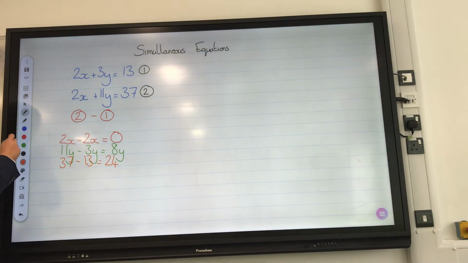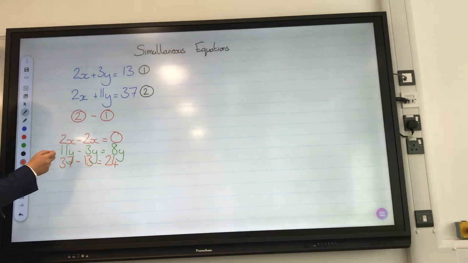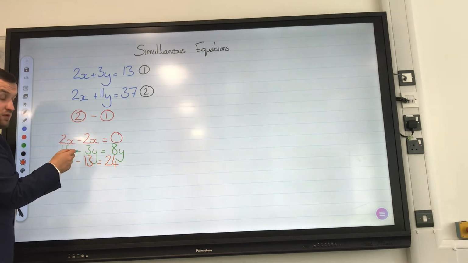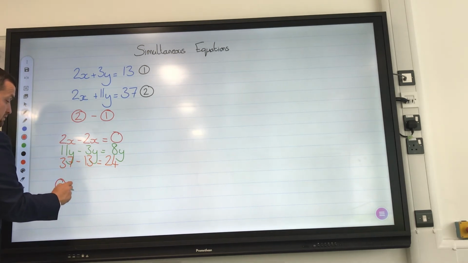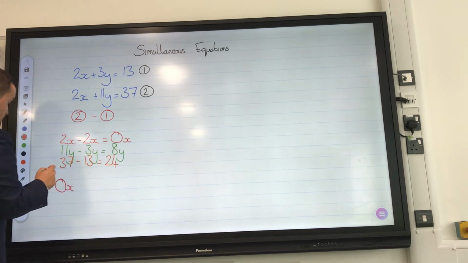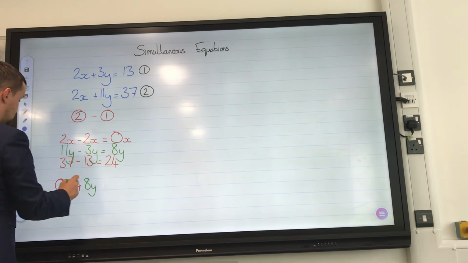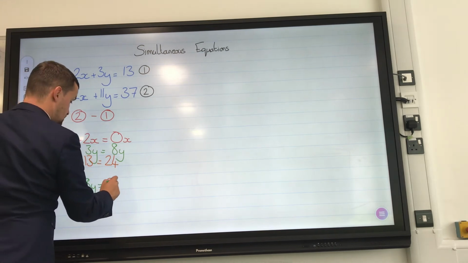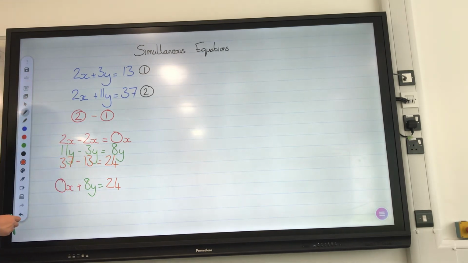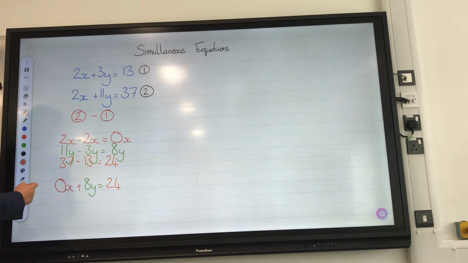Okay, so we've done all that. The reason why I'm doing equation 2 minus equation 1 is because otherwise, if you did equation 1 minus equation 2, you'd have 3y minus 11y, which will give you a negative answer. So we're trying to make things as easy as possible. So what we've got then, we've got 0x from there, plus 8y from here. And we know that equals 24. Dealt with our x's, dealt with our y's, dealt with the number after the equal sign, and we end up with this equation.